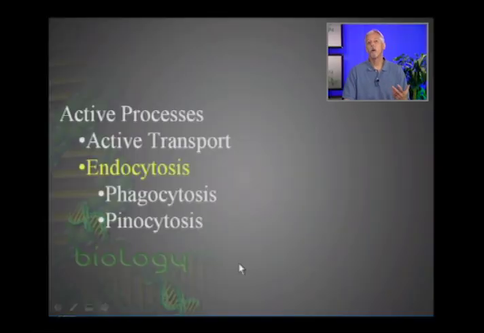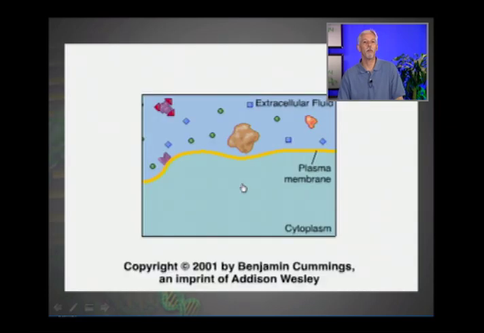Now, there are other ways to get materials in and out of cells. Not necessarily across membranes, but at least in and out of cells. And this usually involves larger particles. So one of these is known as endocytosis. So we're going to be taking particles into a cell. And one example of this is phagocytosis, described as cell eating, and the other is pinocytosis, which is described as cell drinking. So let's go ahead and look at an example of this.